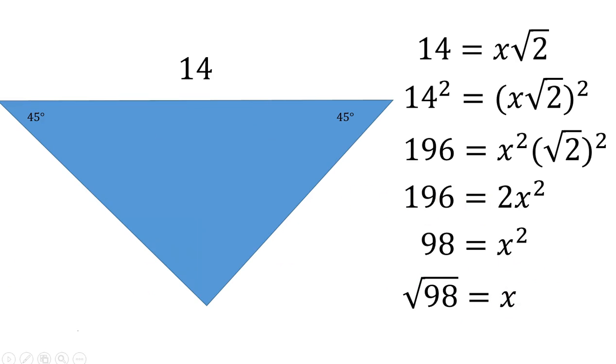So the square root of 98 is the length of this leg, and that's not coming up right now, and I apologize for that. So this leg is the square root of 98, and then this leg is also the square root of 98, because the two legs in a 45, 45, 90 triangle are the same.